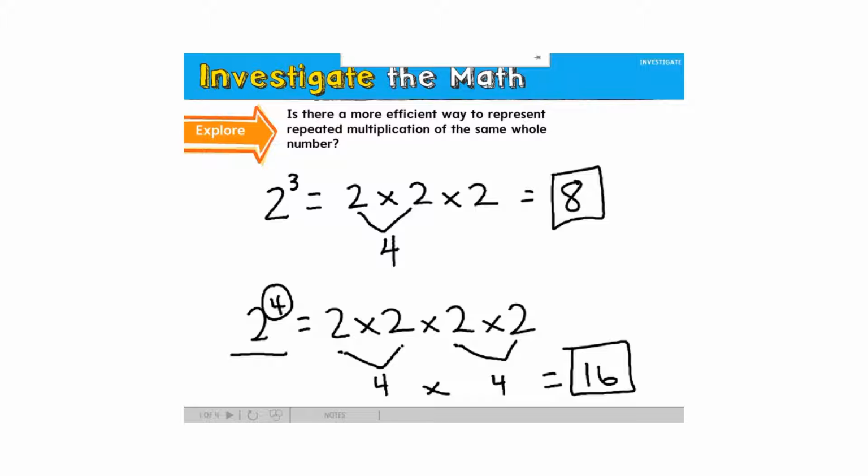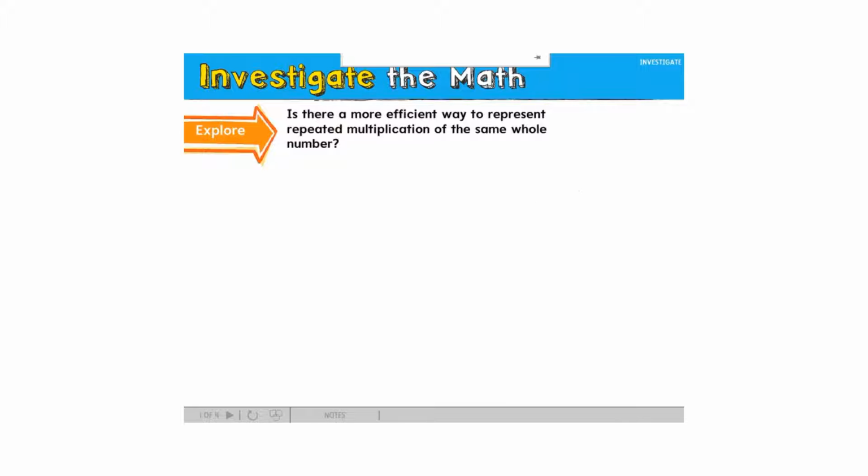We're going to do more examples. Let me give you 4, because the base is not always 2. So what if the base is 4 and the exponent is 2? Now what? Don't tell me the answer. Tell me what are the numbers that I'm multiplying here. What is my base and how many times is it repeated?